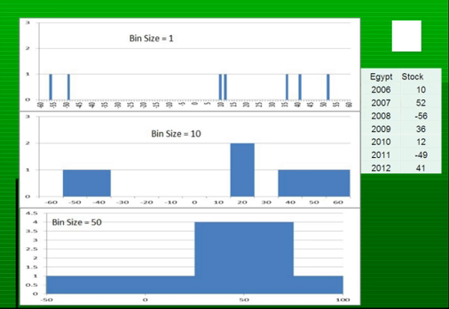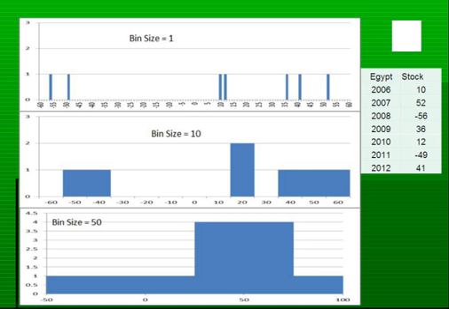Then when we make the bin size 50, which is a very large bin size, there are 2 bins. So there is one point which is below minus 50, and that is one bin. So going from minus 100 to minus 50, there is 1 point, and then going from 0 to minus 50, there is 1 point, that's minus 49.